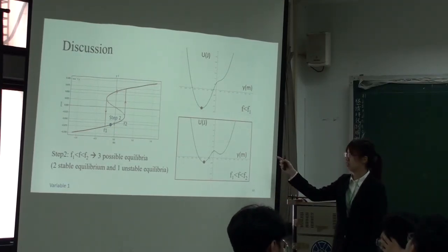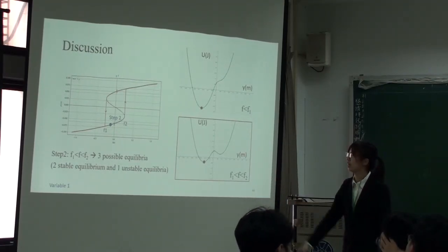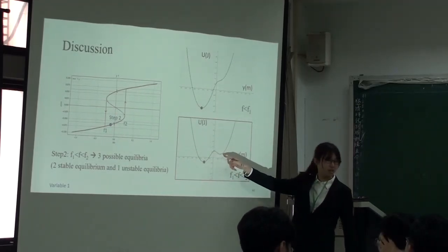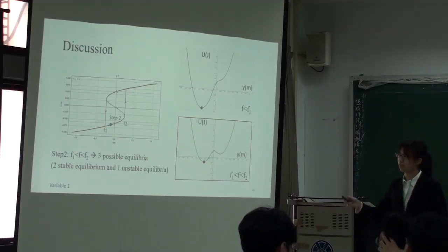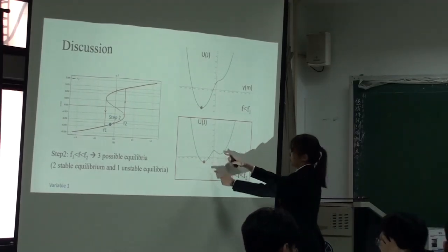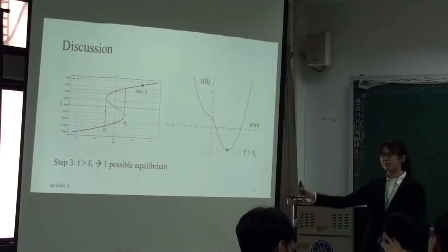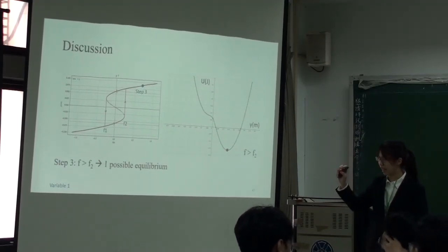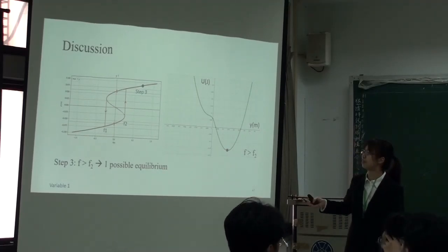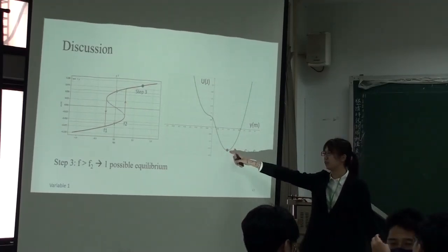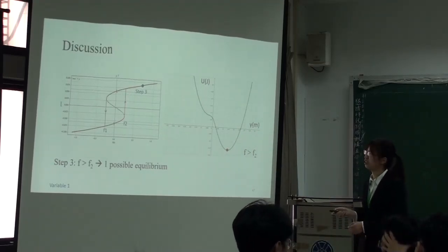So this is the potential energy of this part. Here, there are 3 possible equilibria: here, here, and here. 2 of them are stable, and 1 of them is unstable. For step 3, we keep increasing f, and now f is bigger than f2. There's only 1 possible equilibrium, and this is how the potential energy looks. And this is the equilibrium position.